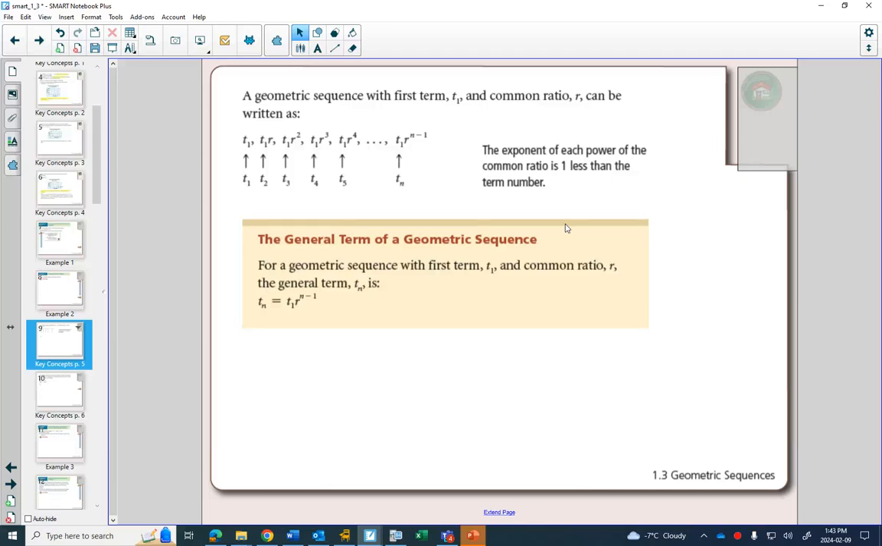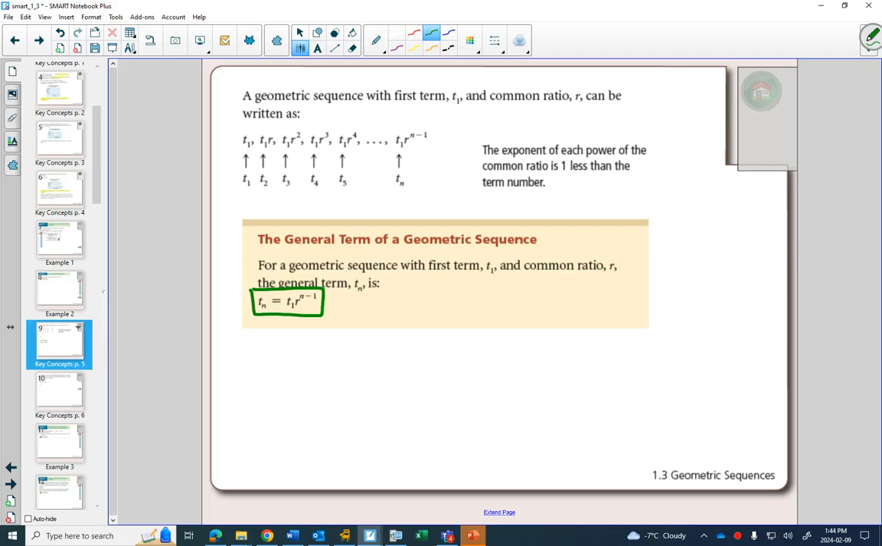At the bottom of page 32, they give you the formula for the general term of any geometric sequence. This formula is on your formula sheet as well. And we kind of already discovered it in our 1,000-layer pastry thing.